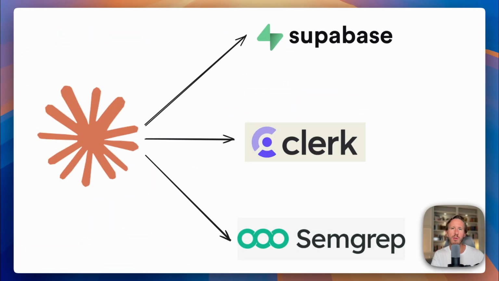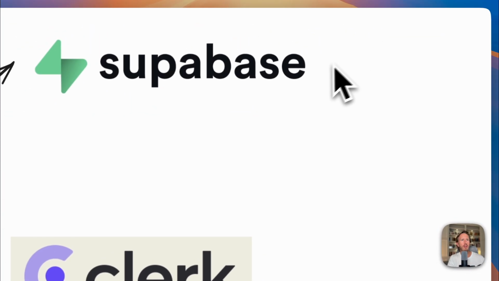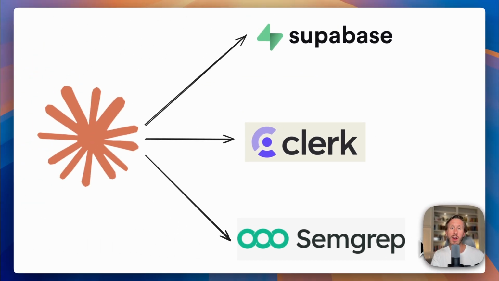So what are the 3 tools we're talking about today? We've got Supabase, Clerk, and Semgrep. Supabase is for setting up and managing a database. Clerk is for setting up and managing user authentication, and Semgrep is for security code scanning.